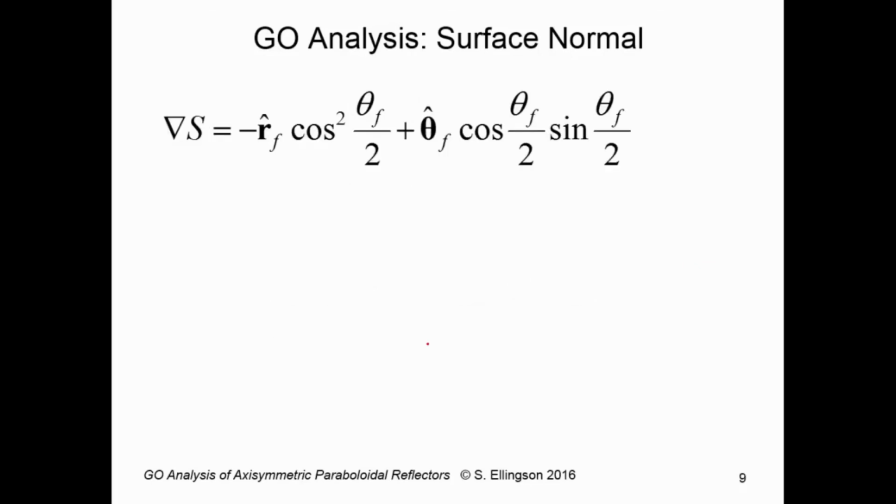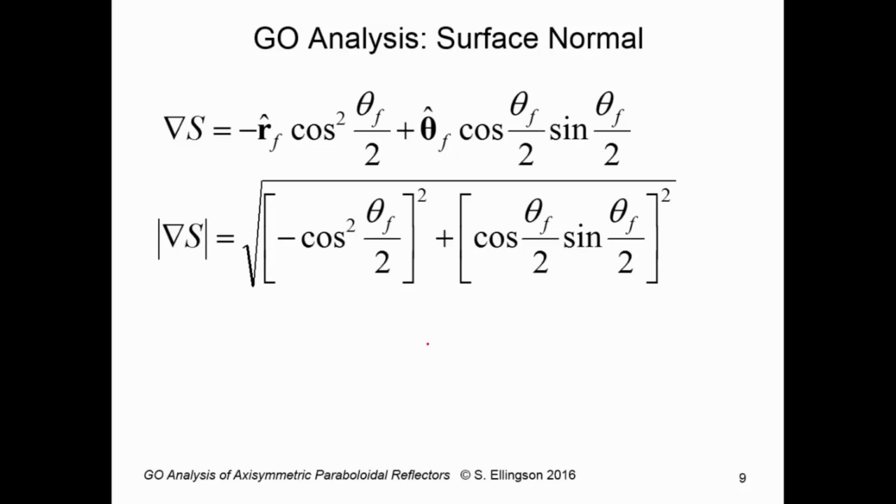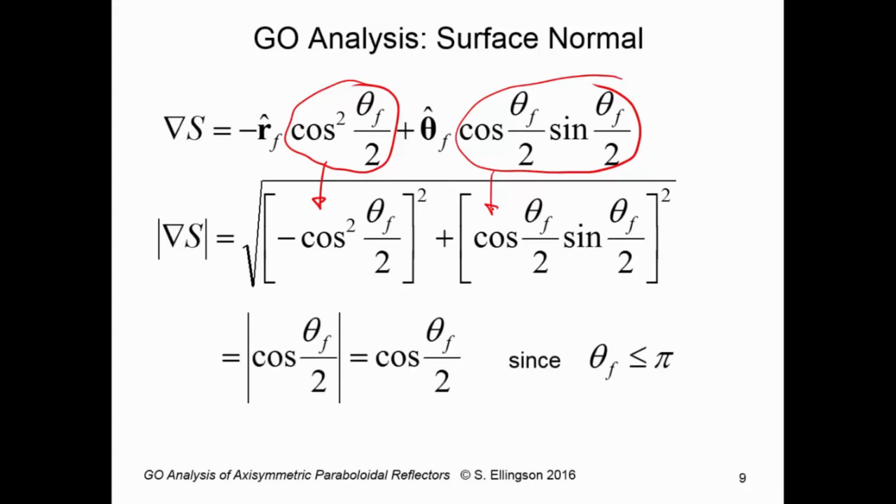So rewriting that expression at the top of the page here, the magnitude of that expression is simply the square root of the square of the components. So here I've written that. Here's the r_f component. Here's the θ_f component. And you can quickly work through this. Just simple math again. Magnitude of cos(θ_f/2). And since θ_f is always less than or equal to π, we end up with the fact that the magnitude of the gradient of the surface function is cos(θ_f/2).